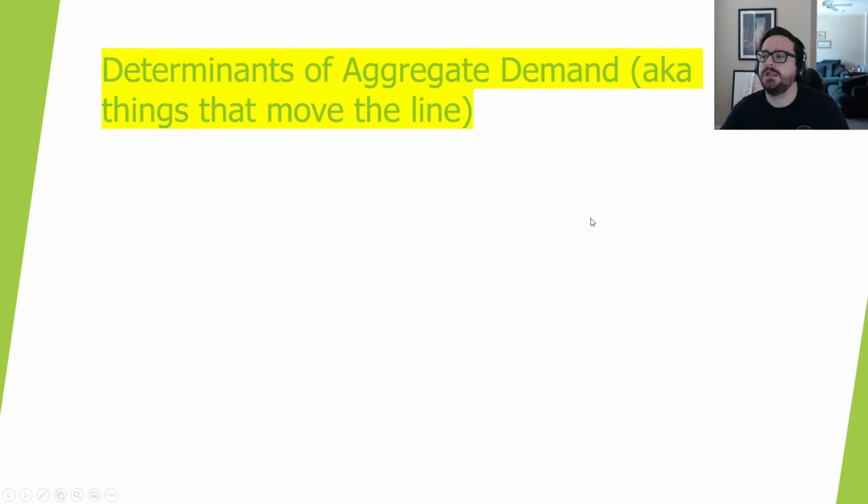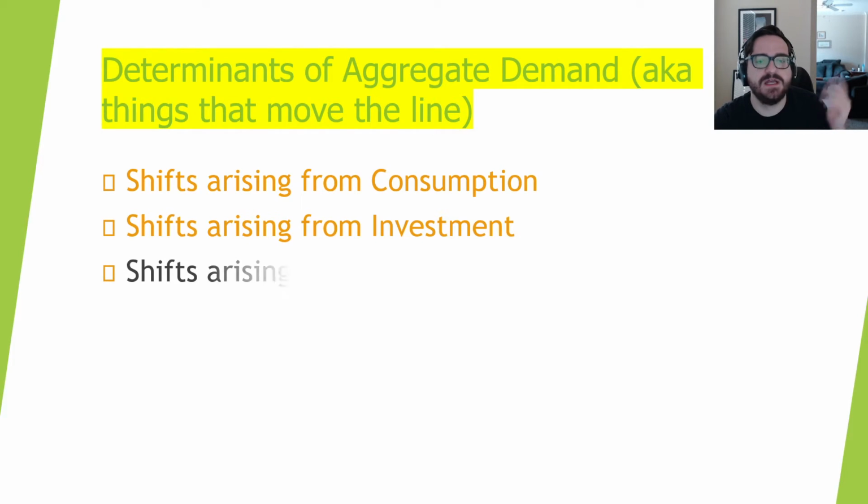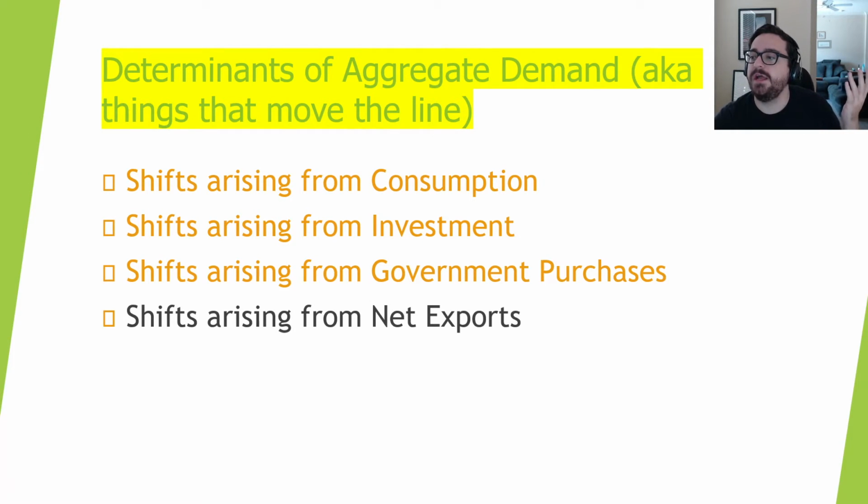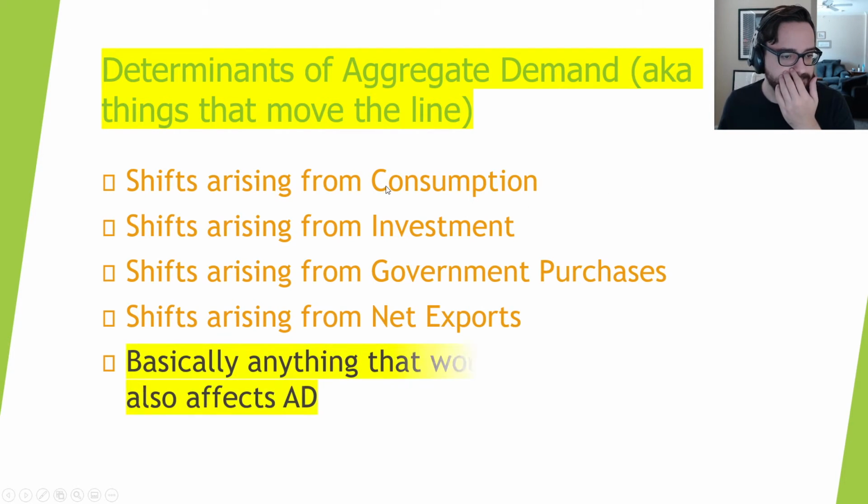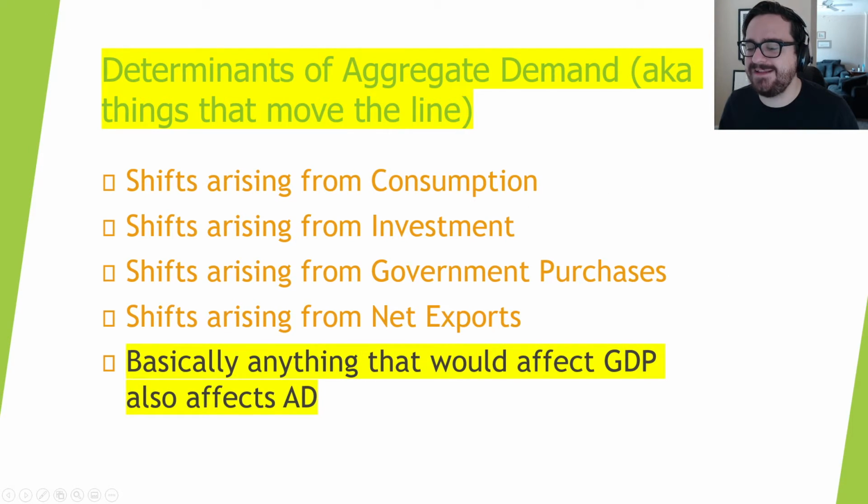So let's get the important thing down. What moves your line? What causes the line to move? You move along the line if there's a change in price level. What causes the aggregate demand curve to shift? Four things. This is amazing. It's super chill. It's the C, I, G, XN stuff. Those are our four things that make up aggregate demand. Cool. If we change those, you change aggregate demand. Basically, anything that affects GDP will affect aggregate demand.